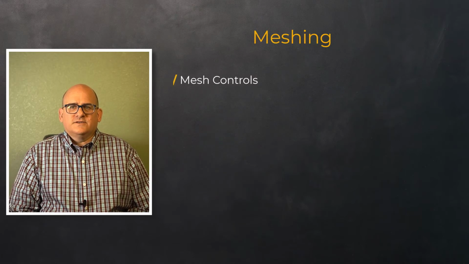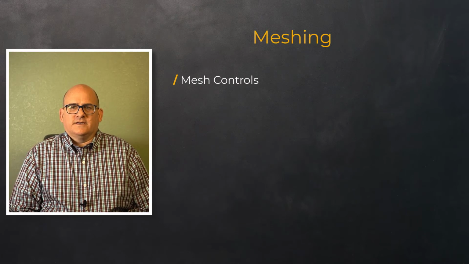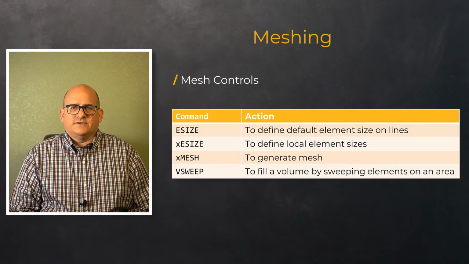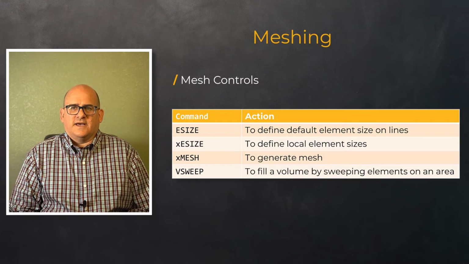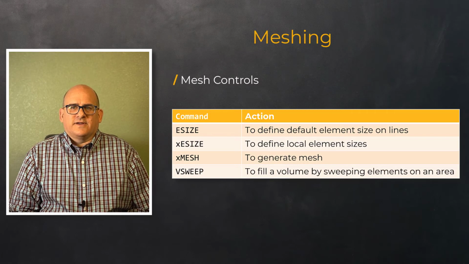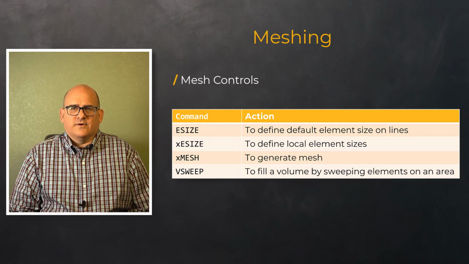There are a few mesh controls that are typically used while meshing, such as esize, which is used to define a default element size of lines, and xesize for defining local element sizes, where x stands for L for lines, A for areas, and V for volumes. To generate a mesh, one can use the xmesh command on geometric entities individually or in groups, where again the x can stand for L for lines, etc.